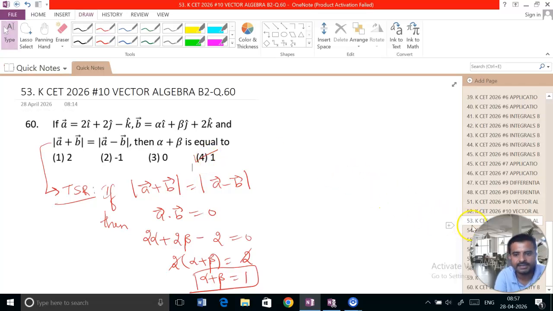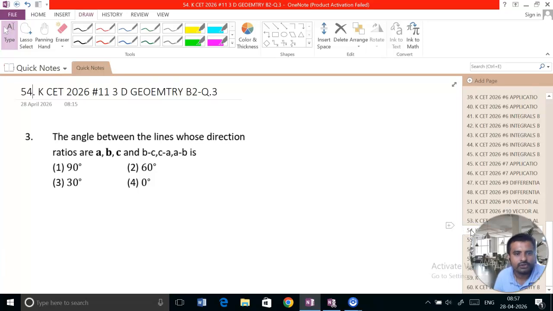I hope you all got the answer for this. Let's move on to question number 3, version code B2. That is a question from three-dimensional geometry. The angle between the lines whose direction ratios are a, b, c and b minus c, c minus a, a minus b. And this is the question they have taken from the NCERT textbook, miscellaneous question.